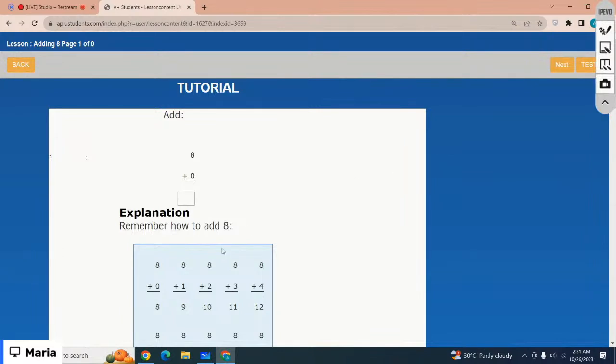Okay, so the first one is 8 plus 0. So which is the correct option? When you are adding 0 to any number, the number remains the same, right? So 8 plus 0 is 8. The correct option is 8. Okay, let's just start with the practice questions.